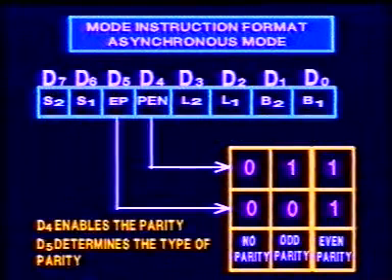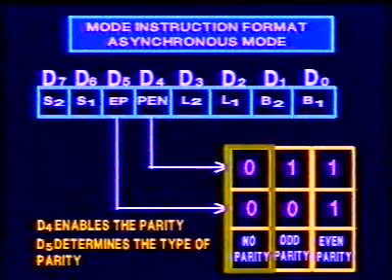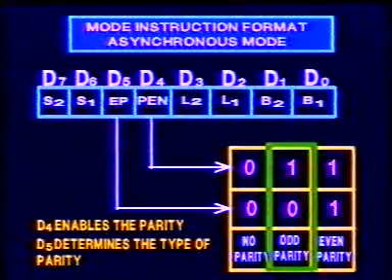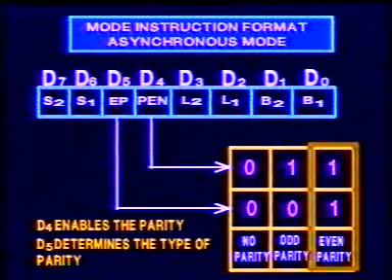D4 enables the parity. D5 determines the type of parity. When D5 is 0 and D4 is 0, then no parity. 01 represents odd parity. 11 represents even parity.